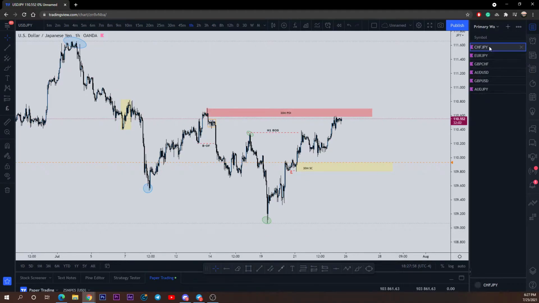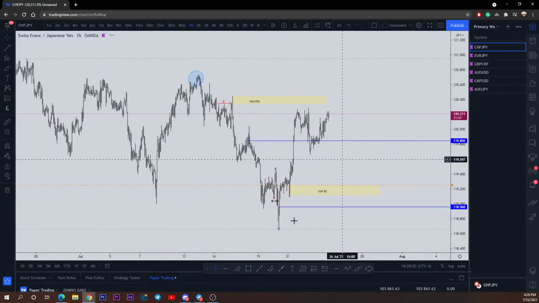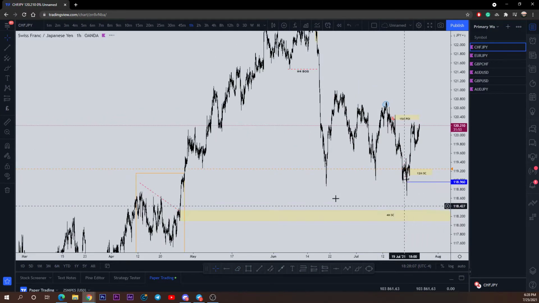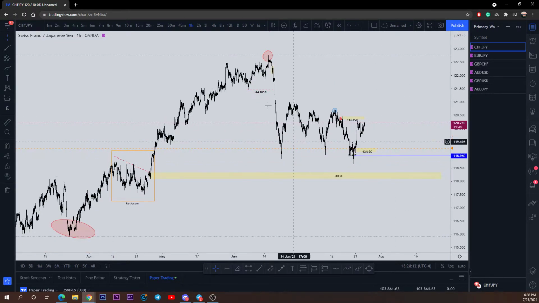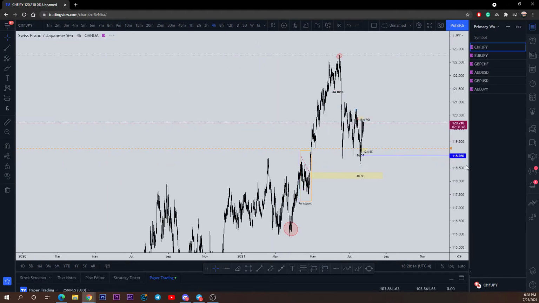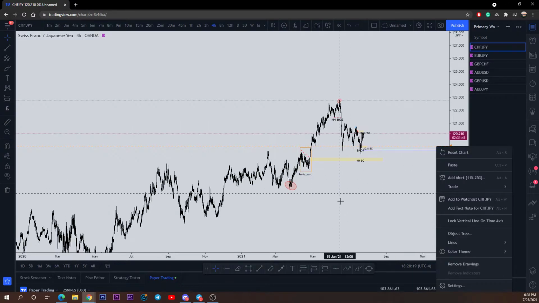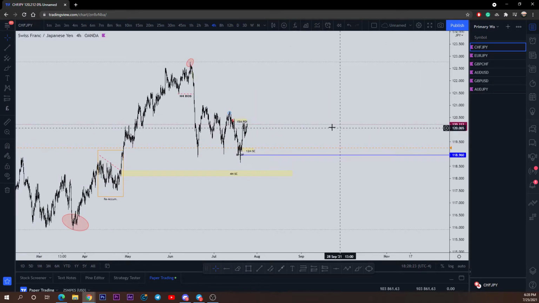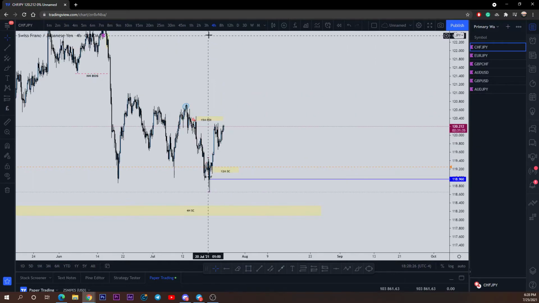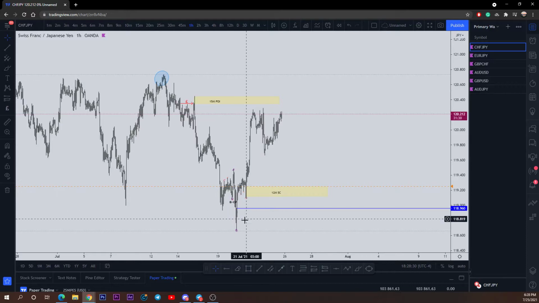Let me see. CHFJPY. All right, here we go. All right, CHFJPY. So we know our higher time frame leg is from this low to this high. All right, that's all we need to know. We're bullish on higher time frame. Cool. Now we know our 4 hour little structure is from this high to this low.